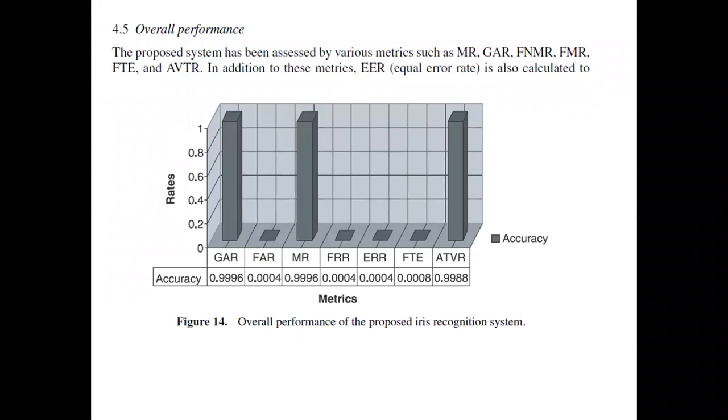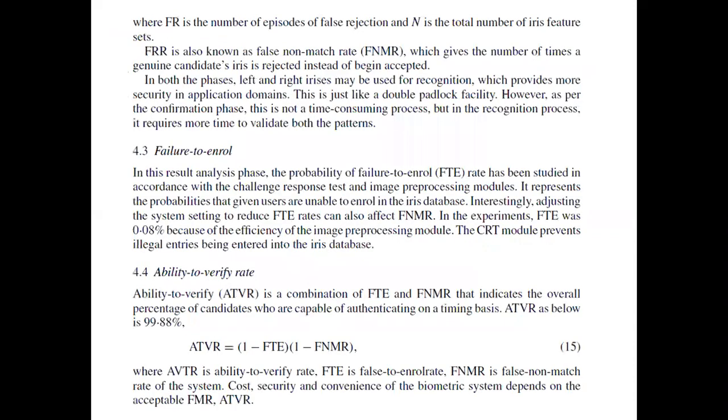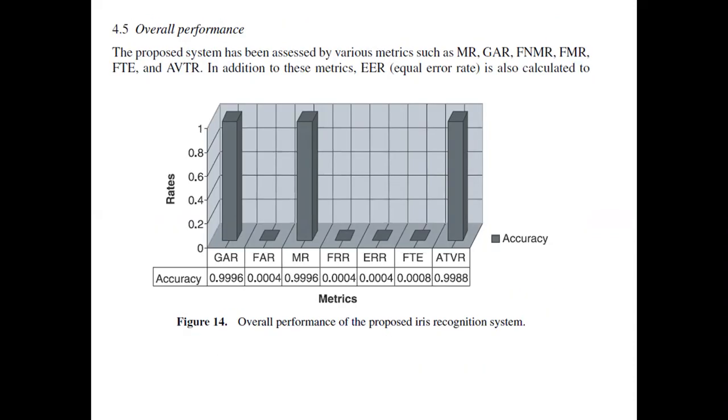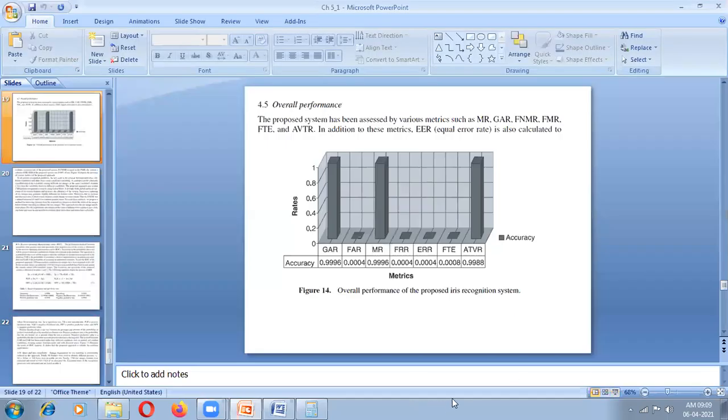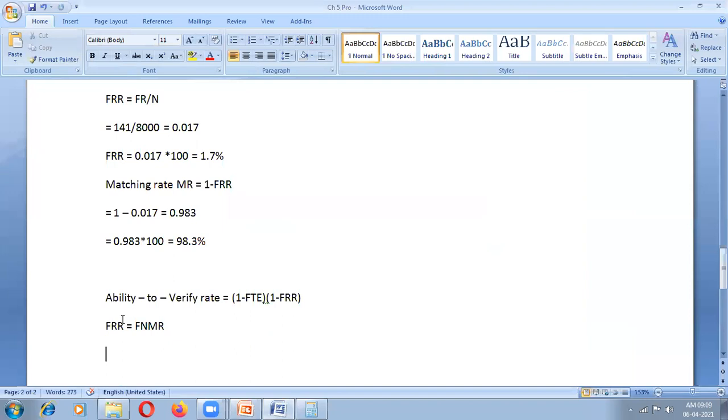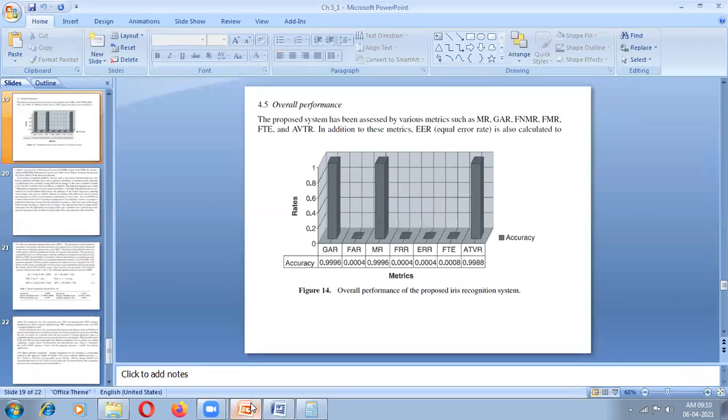The overall performance of the system is listed out here. One more parameter: we have a list of metrics like MR, matching rate, genuine accept rate, false non-match rate, false match rate, failure to enroll, and availability, that is the ability to verify rate, AVTR. So AVTR is equivalent to the ability to verify rate.